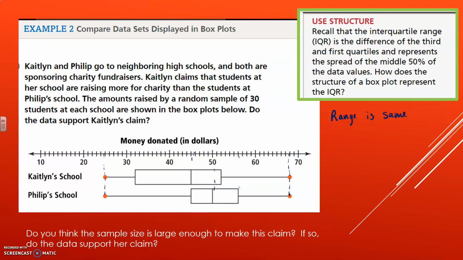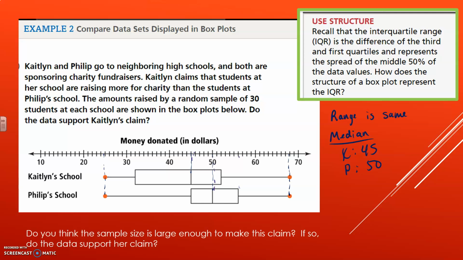Now, the nice thing about the box plot is that we can quickly see the median. Okay, so we're going to use median instead of mean when we're talking about box plots, when we're talking about the measures of center. Okay, so Caitlin's median looks like it is 45, whereas Philip's median is 50. So if I was going to use just the median, I would say that Caitlin's claim is not true because Philip actually has a higher median.